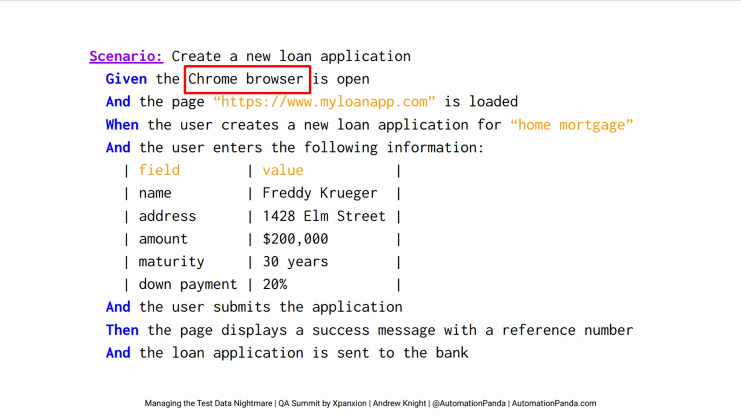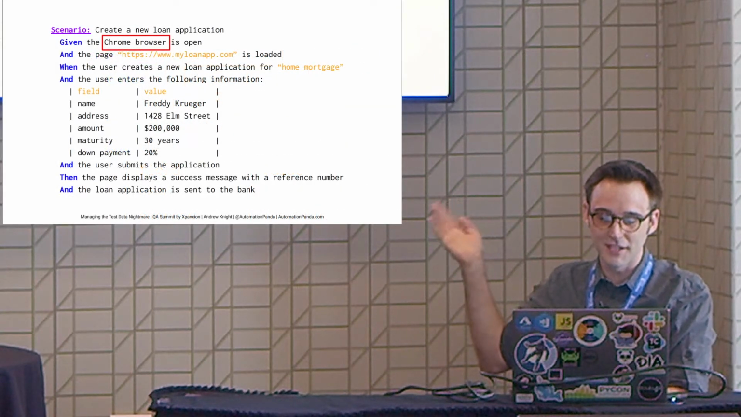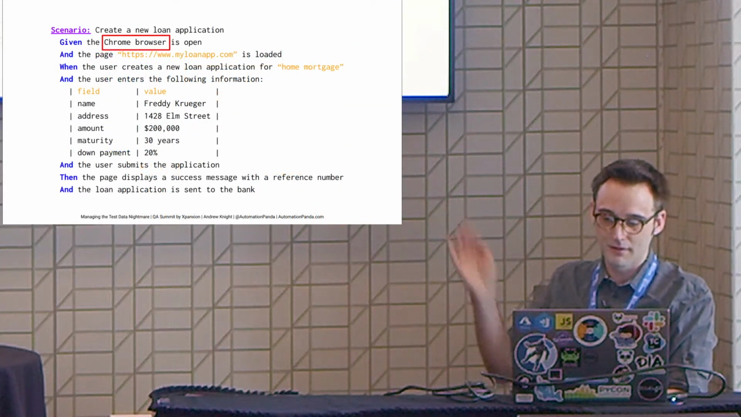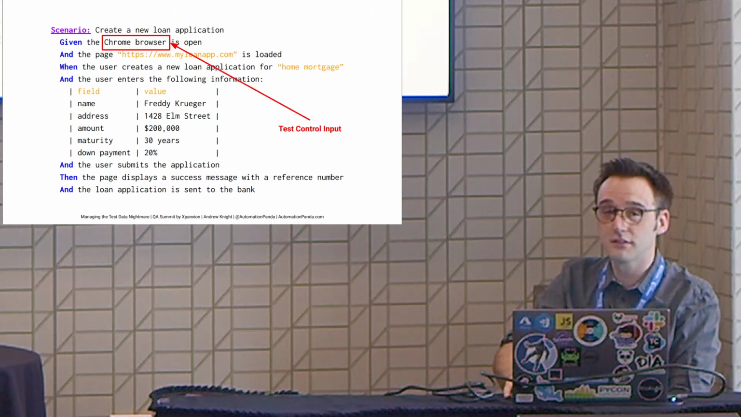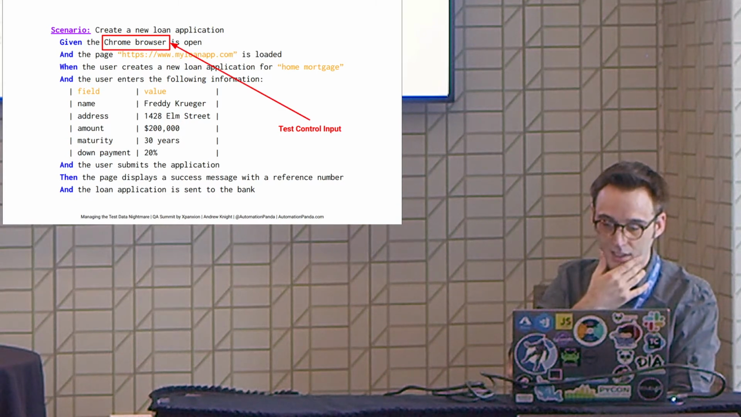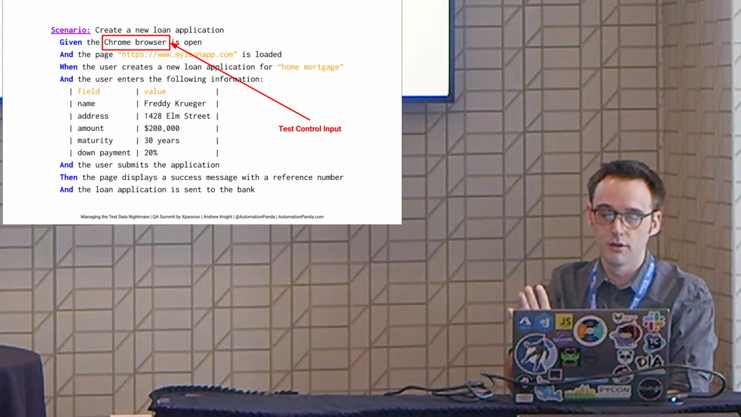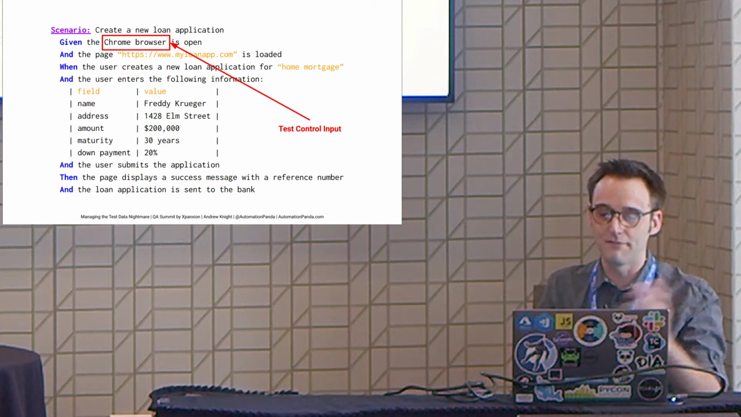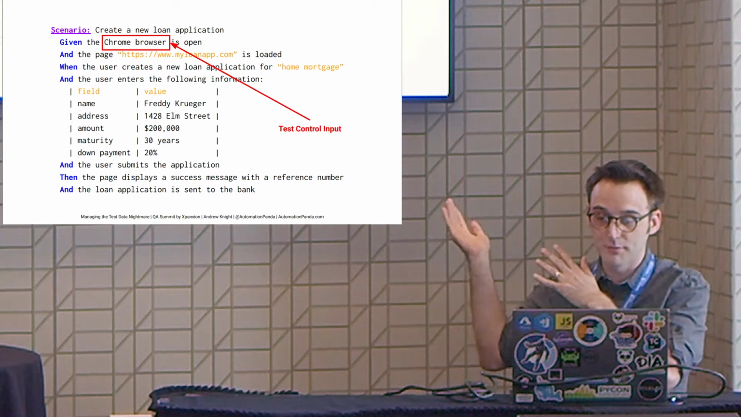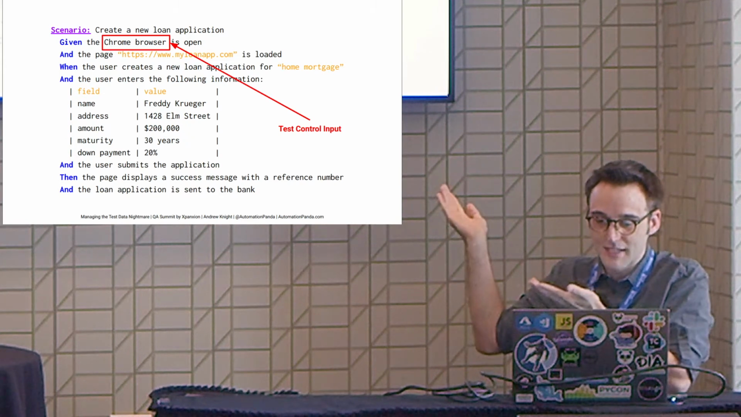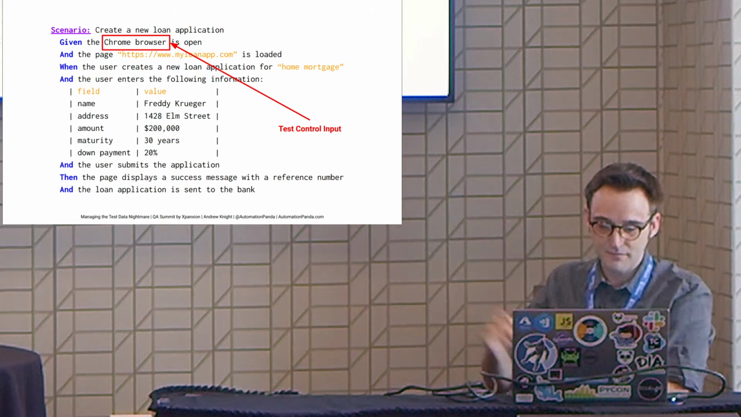Given the Chrome browser is open. The Chrome browser is test data because it specifies the type of browser in which to load the app. This is what we call a test control input. It directs how tests will be run rather than specifying feature behavior. Theoretically, this test should be able to run on any browser type, but the step here just dictates Chrome.